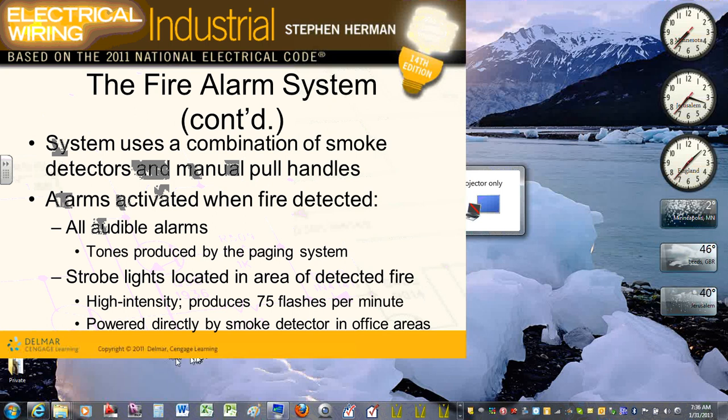A combination of smoke detectors and manual pull handles. These are your inputs, right? You have smoke detector, heat detector, beam detector, duct smoke detector, all these are input devices. So if one of them senses, the alarm would be activated.